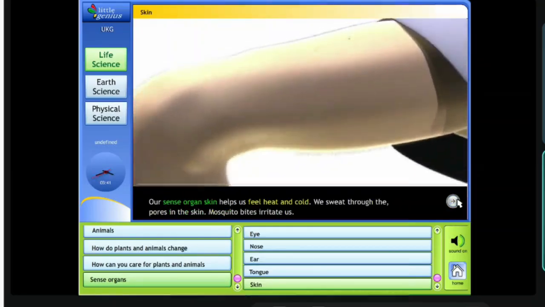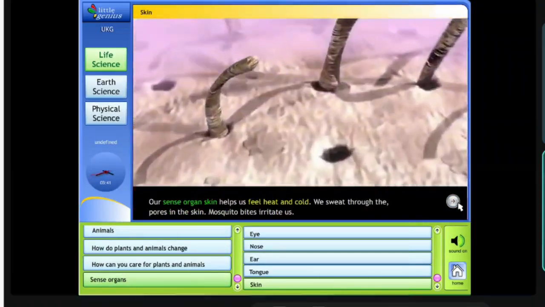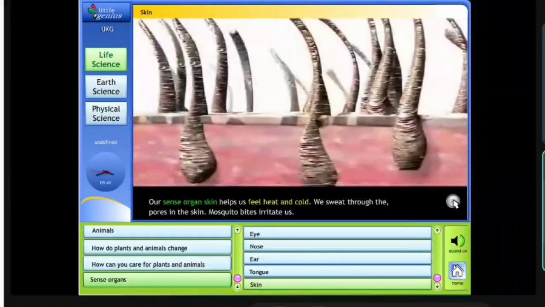You can see this. Our skin helps us to feel cold, through the pores in the skin. It will go on. The topics will be going like this.